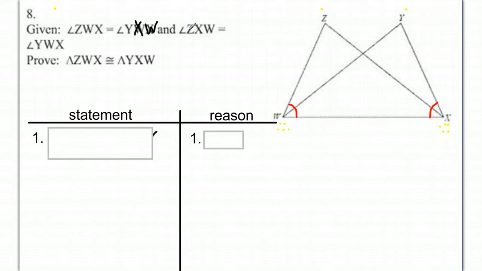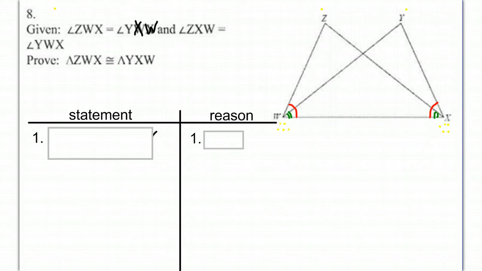We are also given that ZXW, this little one in here, is equal to YWX, this little one over here. And so they look equal, and we are told they are in fact equal. Now, we are given two equal angles, but we are not given any sides.